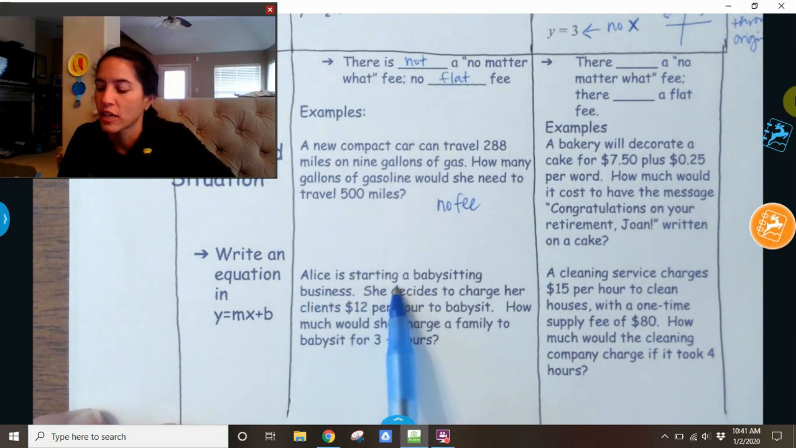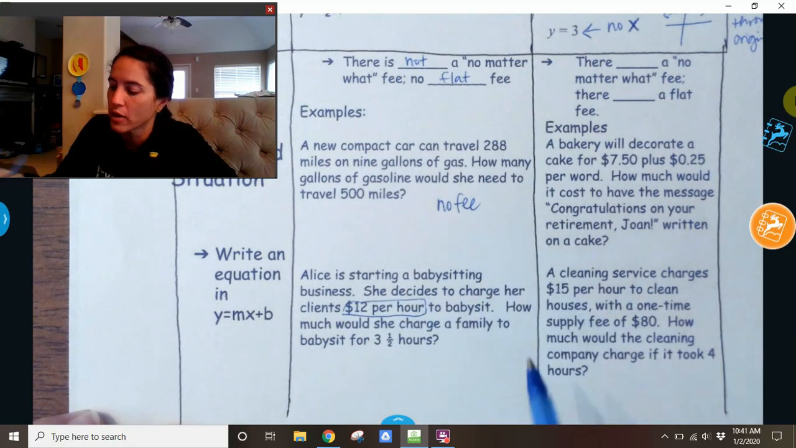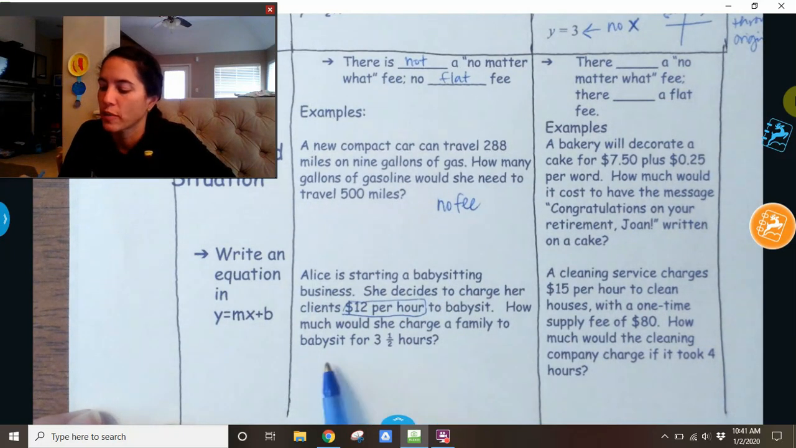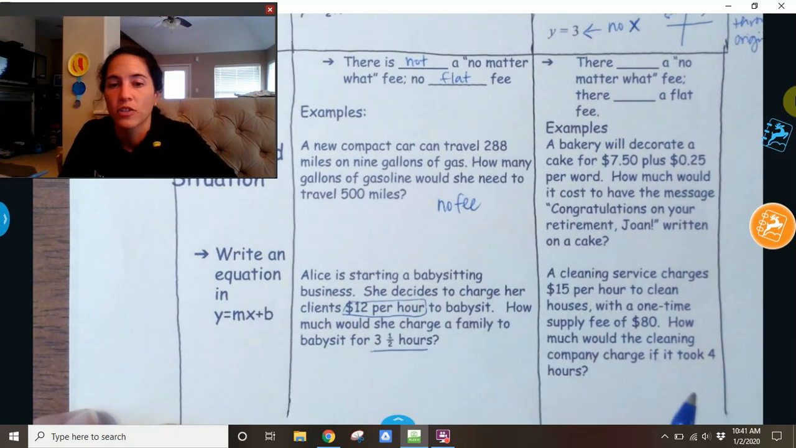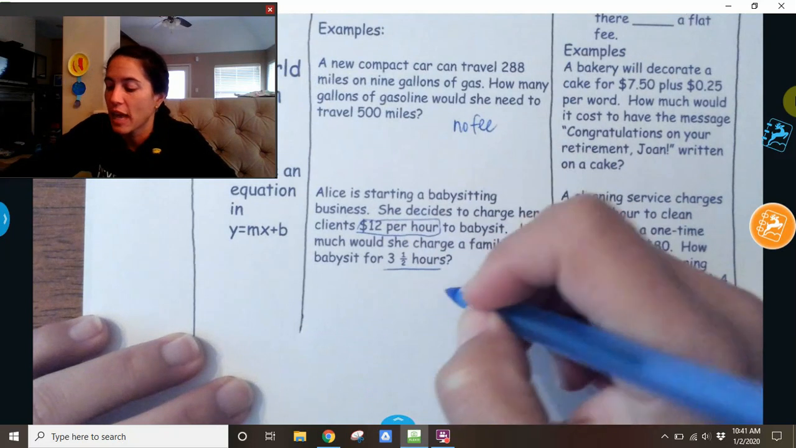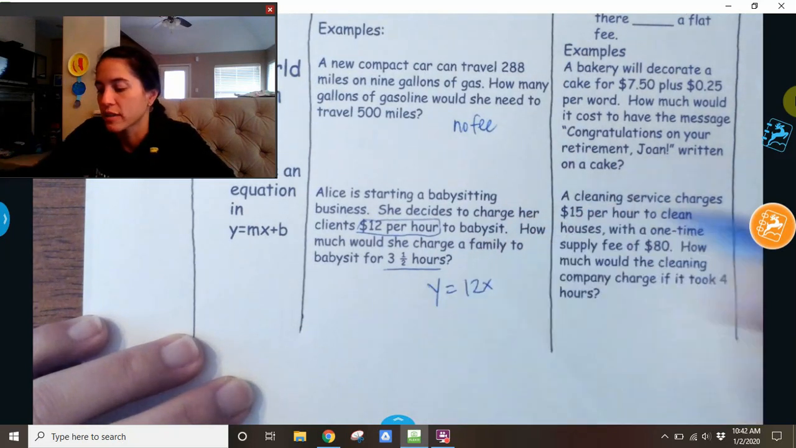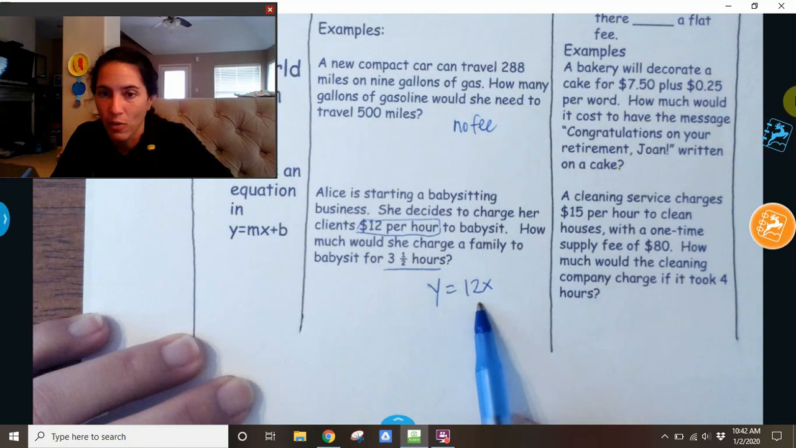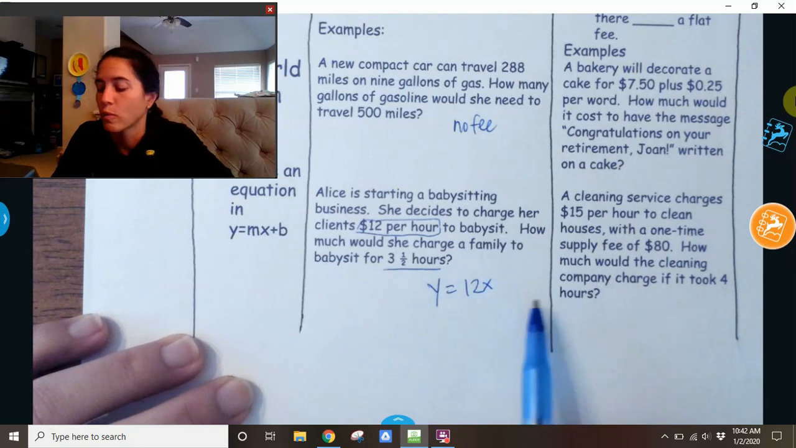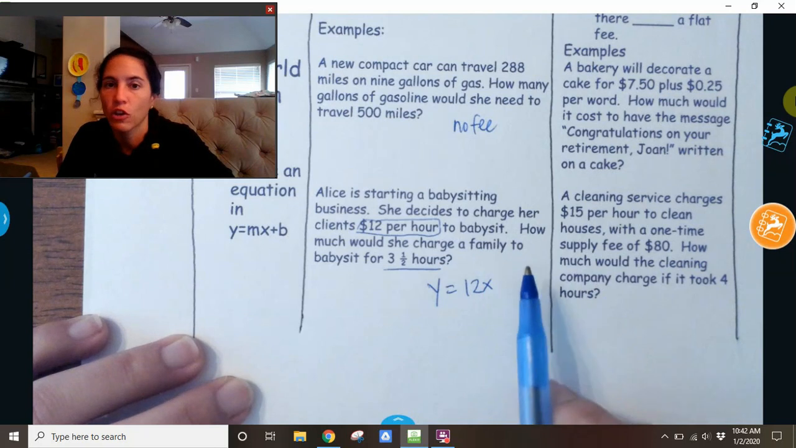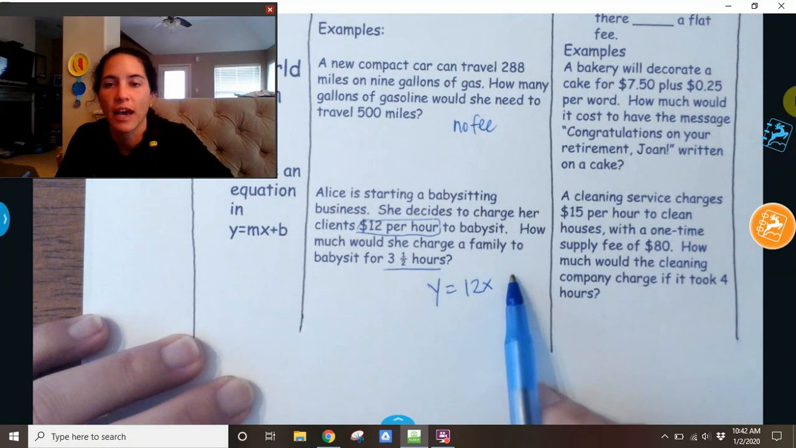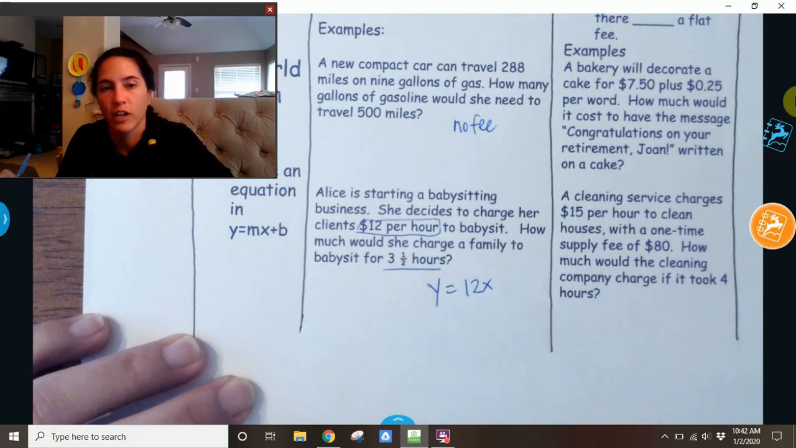Alice is starting a babysitting business. She decides to charge her clients $12 per hour to babysit. How much would she charge a family to babysit 3.5 hours? So in this example, we could say our equation is y equals 12x because it's $12 per hour. There's no kind of plus an additional $10 for her driving over to your house. It has nothing to do with that. It would just be $12 per hour.